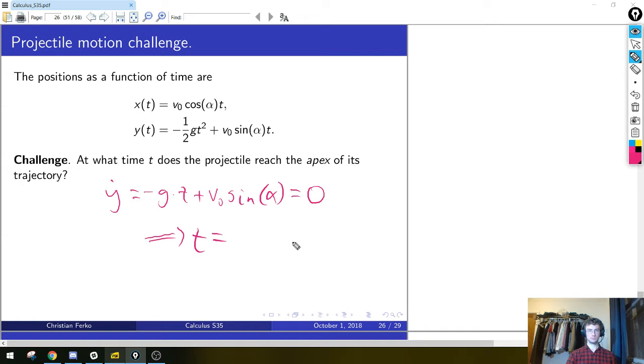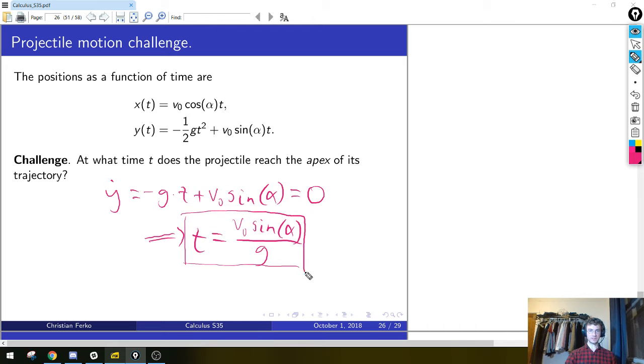So we can subtract v sub 0 sine alpha from each side and then divide by negative g. Good. What do you get? t equals v sub 0 sine alpha over negative g, or negative over just g. Yeah, g. Negatives cancel.